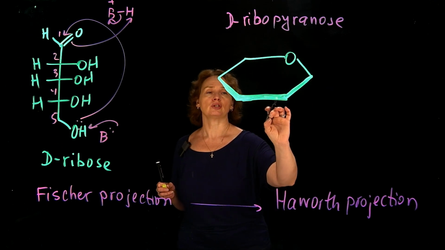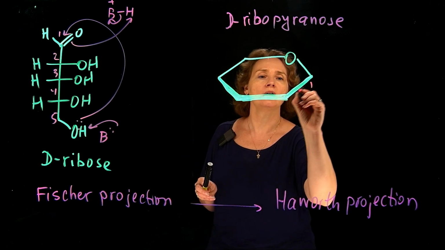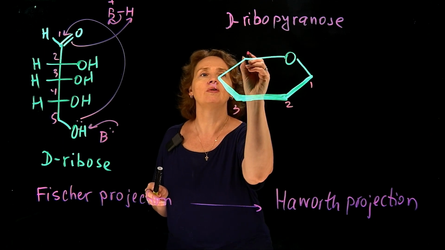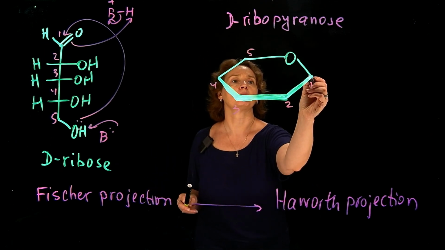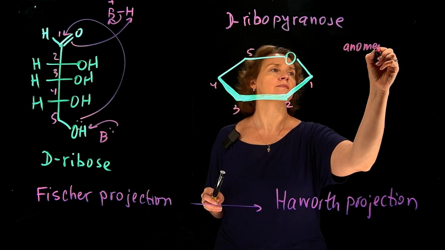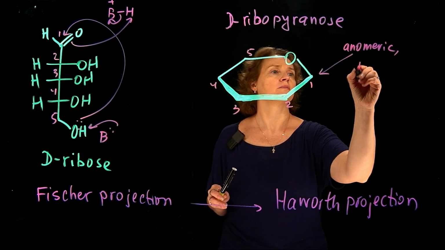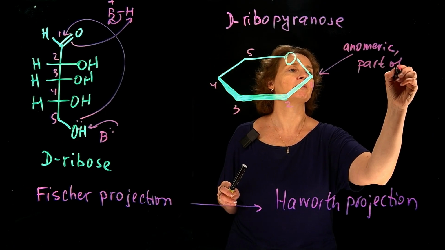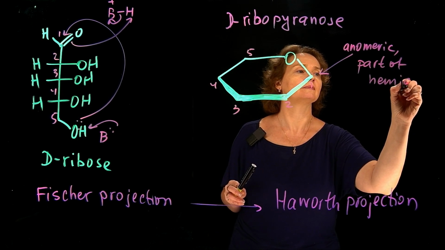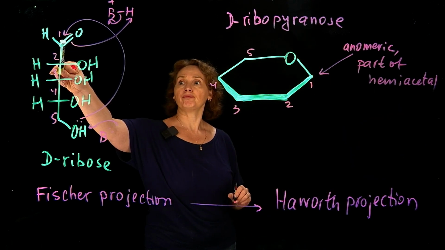Numbering of carbons would be clockwise. So this would be our carbon number 1, 2, 3, 4, 5, right? So carbon number 1 is our anomeric carbon, right? And that is part of hemiacetal group.